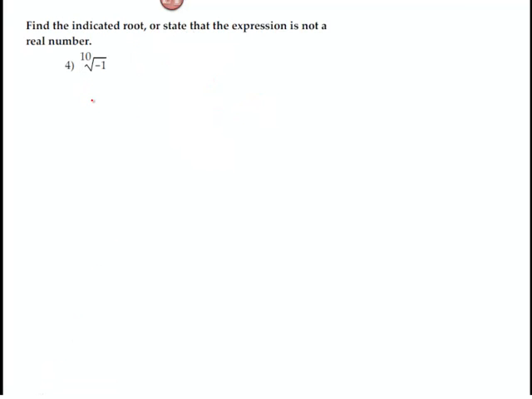Number 4 says find the indicated root or state that the expression is not a real number. The way you know if it's going to be a real number or not is if it's an even root, which means this number that's on the outside, if that's an even number and you have a negative, that means it's not real. But if you have an odd root, so that number on the outside is odd, then it's a negative of whatever the square root, or cube root or whatever, of that number.